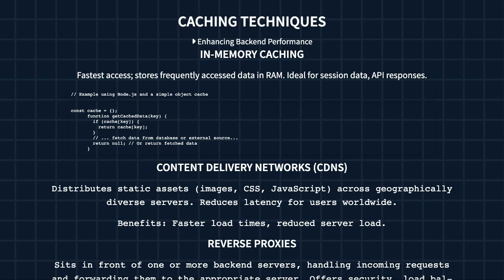Next, we have content delivery networks, or CDNs. These are like having copies of your static assets, images, CSS, and JavaScript, spread out across the globe. This means users get content from the server closest to them, drastically reducing loading times. Finally, let's look at reverse proxies. They sit in front of our servers, handling requests before they reach the actual application. They are like gatekeepers, balancing load, providing security, and even caching responses to make everything run smoother.